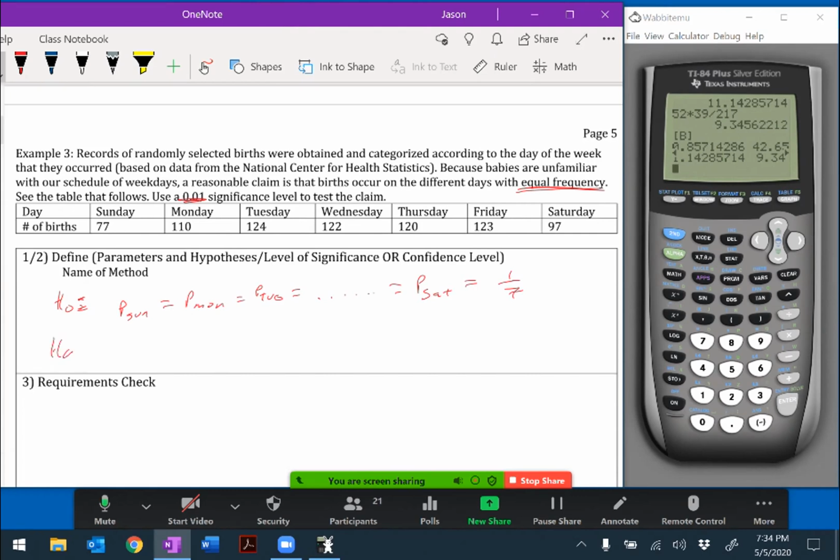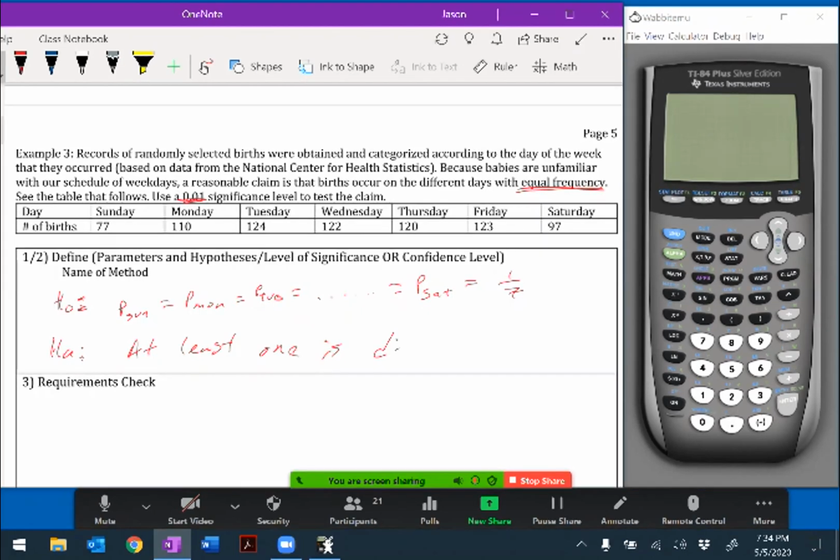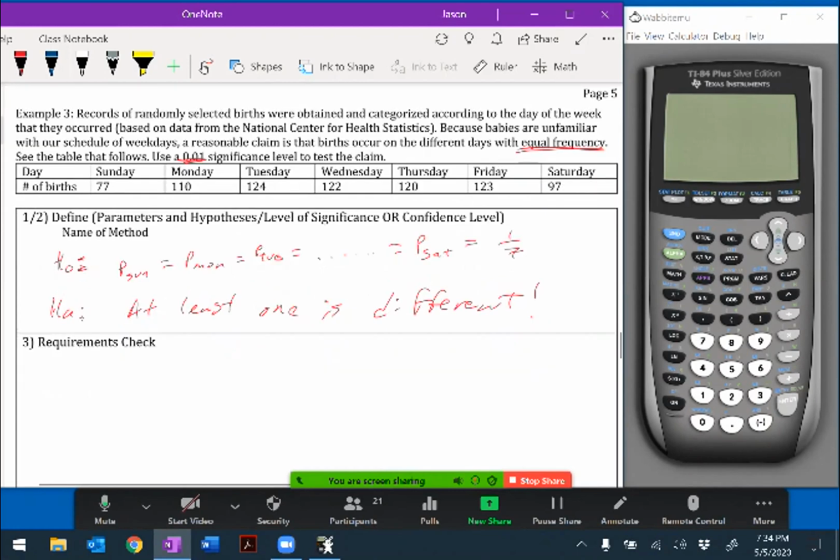Okay, and the null hypothesis is that it's not. The alternative is that at least one is different. Okay, requirements checked. Is it independent? Sure. Is it random? Sure. Is it large enough? Is there a large enough sample? We have a pretty big sample there.